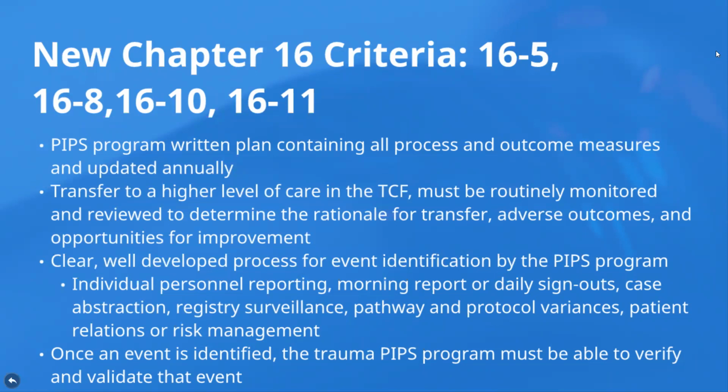In Chapter 16, you must also track transfers to a higher level of care within your facility. This may apply to you or not, but say, for example, you admit somebody to the med-surg floor, and then they need to go to ICU. This should be monitored and taken through the PIPS process in order to see if there were any opportunities for improvement. Just a patient example, maybe there's somebody that smokes 2 packs a day with rib fractures and a broken sternum on a couple liters of oxygen.